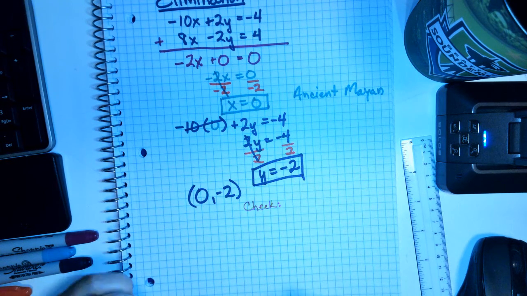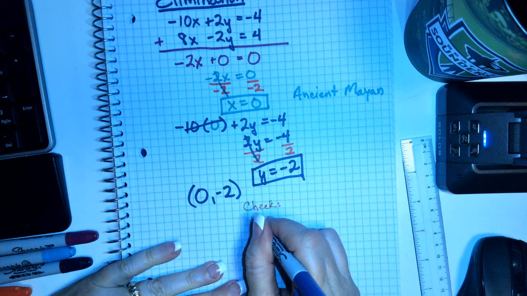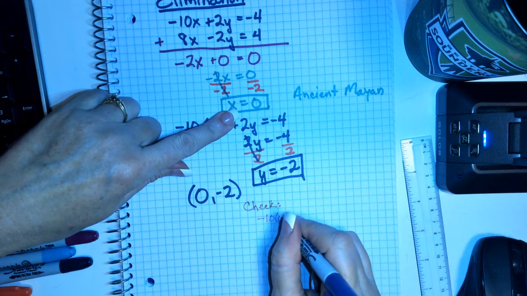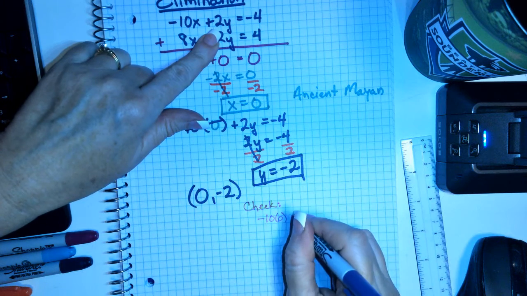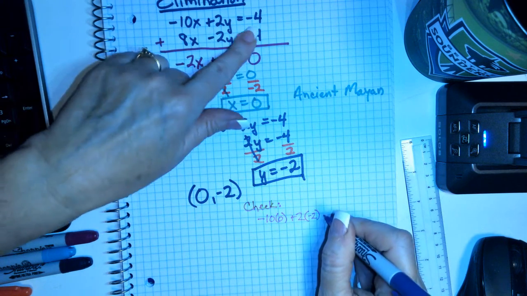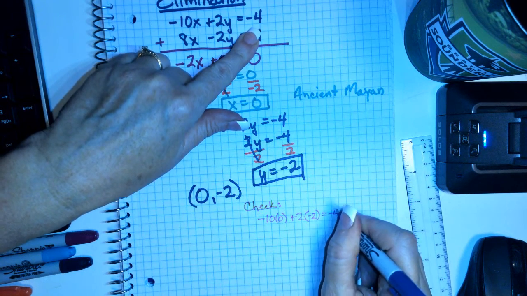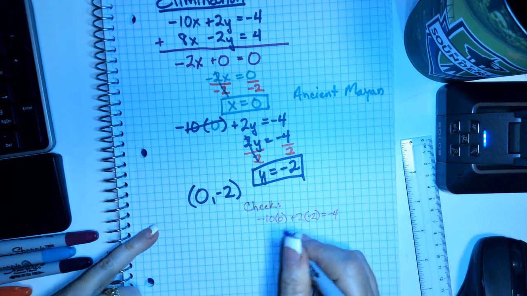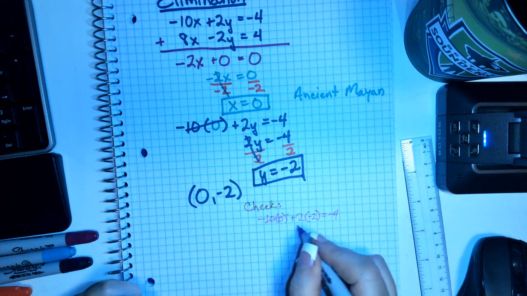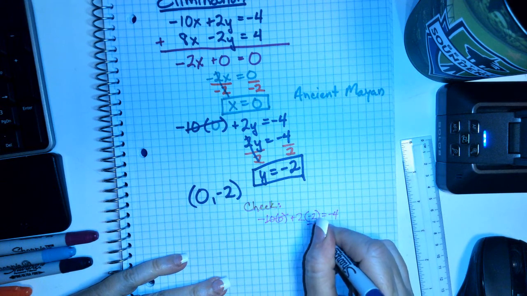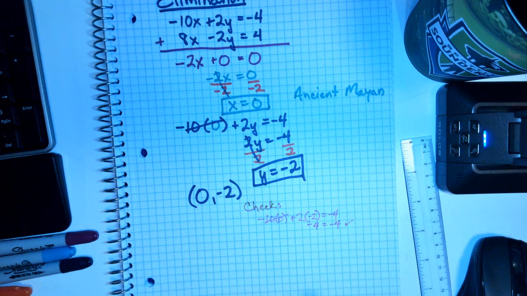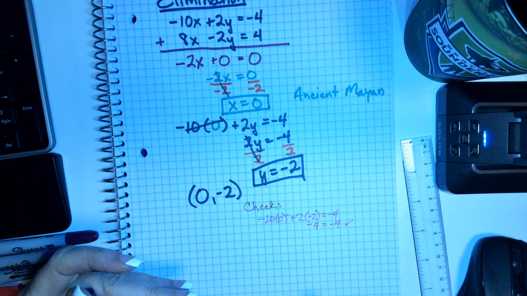Here come my checks. So I'm going to have negative 10 times x, which is 0, plus 2 times negative 2 equals negative 4. Negative 10 times 0, that's just 0. 2 times negative 2 is negative 4, and that equals negative 4. So my first check is correct.